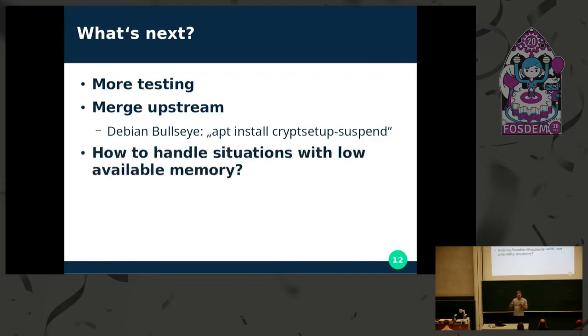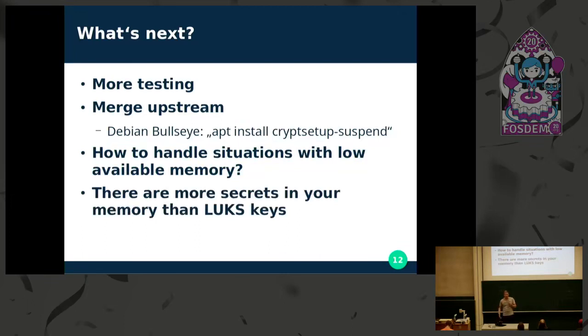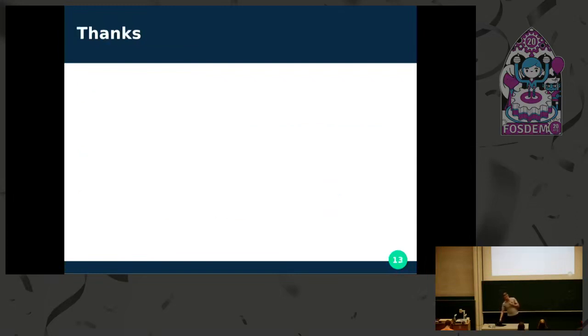Then there's this very tricky situation if you are low on memory. As I said, Argon2i needs usually 1 gig of RAM when unlocking the device, which you might not have. So if you're very knowledgeable about kernel memory management, please talk to me. Obviously, there are more secrets in your memory than just the LUKS keys. So we were planning to include some scripts to get rid of some of those secrets as well.